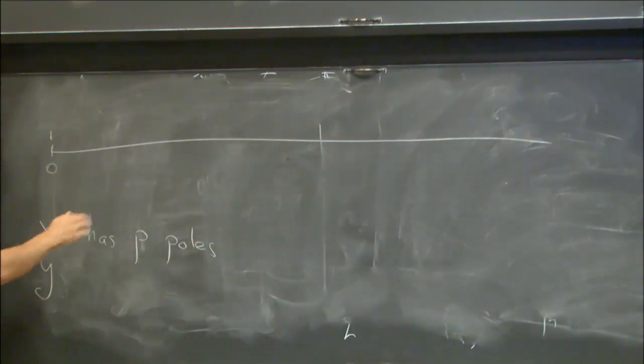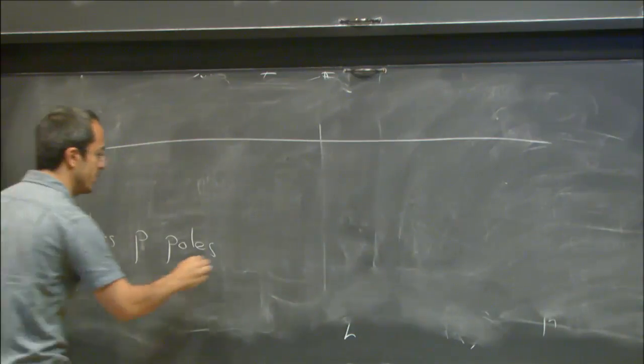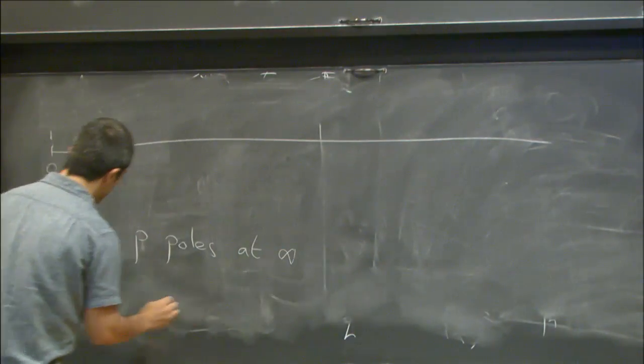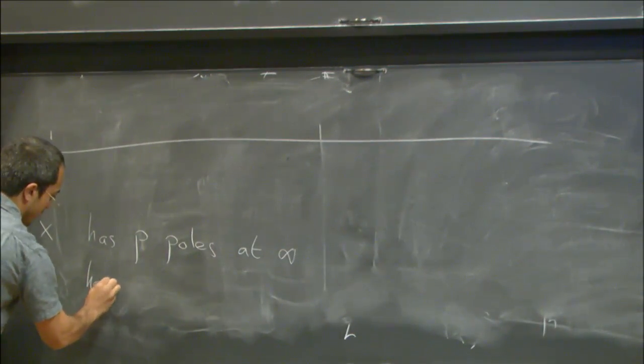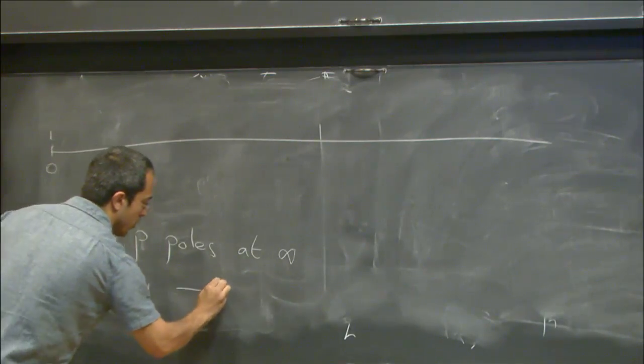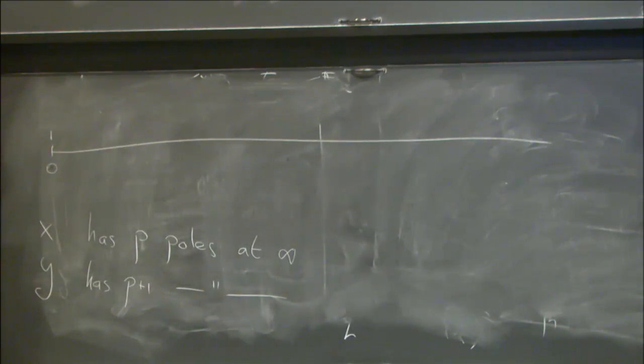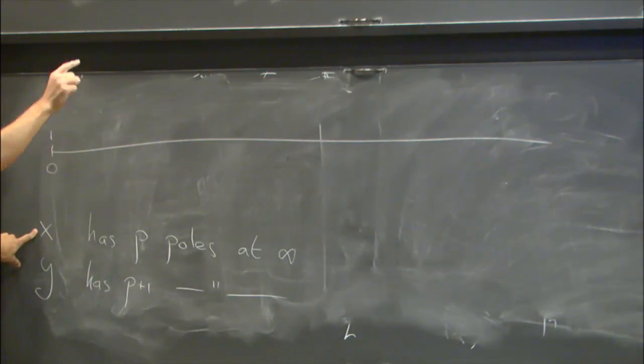This is something which is easy to do once you have the machinery at infinity. And y has p plus 1 poles at infinity. Okay? Take it for granted. It's not hard to do once you have the right definition of a pole and the machinery required for that definition. So x and y don't have poles anywhere else. Okay? This is why it's nice that you don't have a 1 over x there.